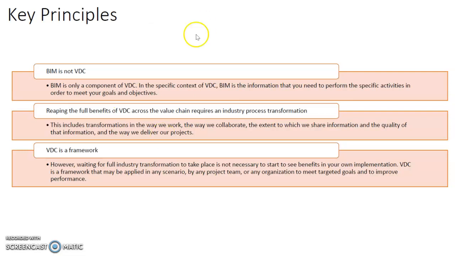But when we are using VDC, it is getting ourselves to build two times. The first time is to build the building in the virtual world, and then after that, the second time we build it in the physical world. So it is very different, you see. So that's why we call it the requirement for industry process transformation.